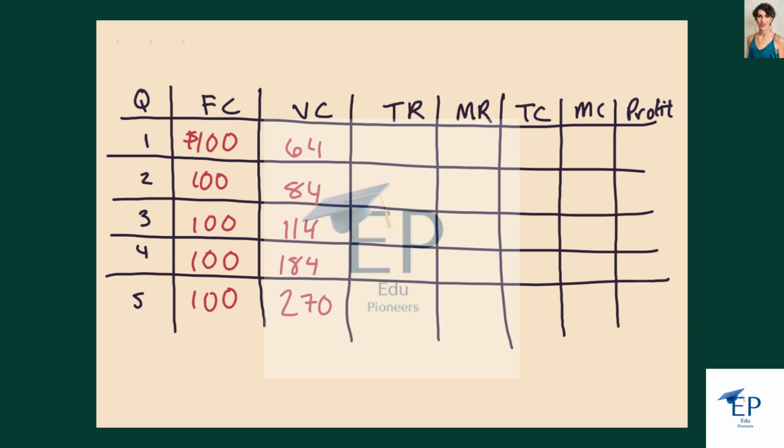And now the total revenue is simply equal to price times quantity. And when our price is equal to 72, as it is always equal to, our total revenue is going to be equal to 72, then 144, then 216, then 288, then 360.